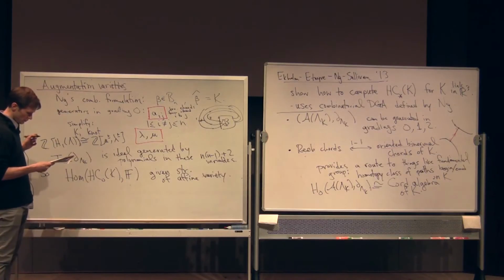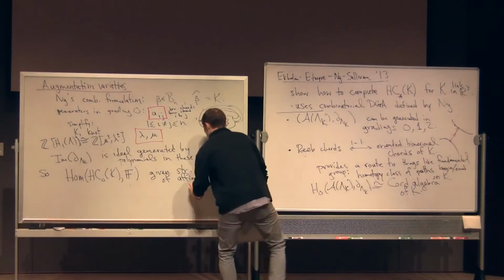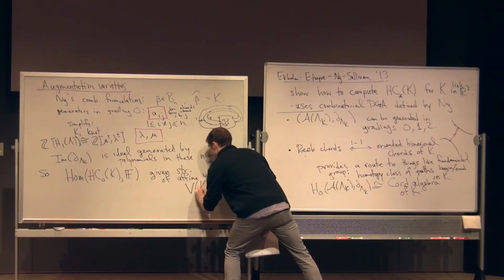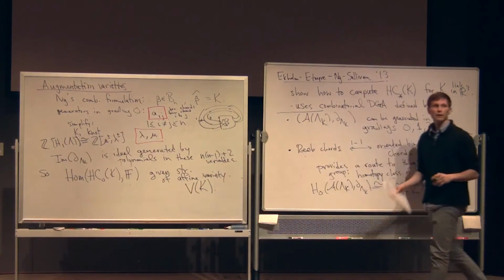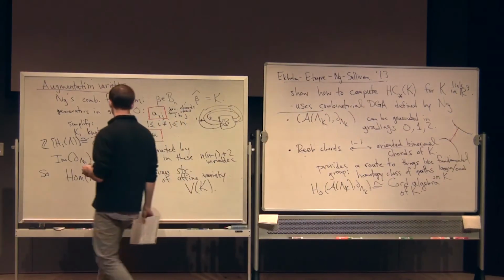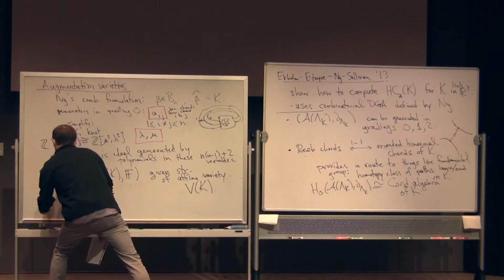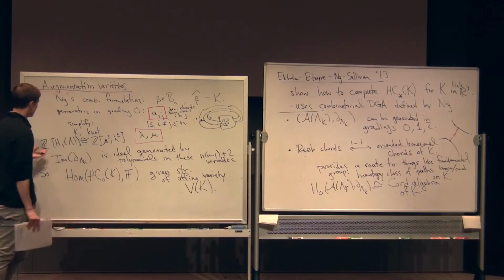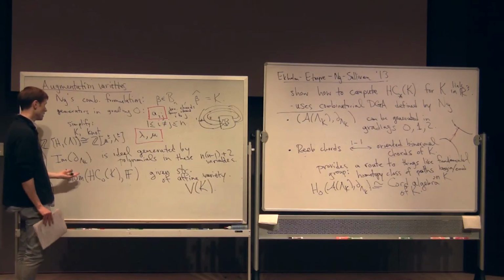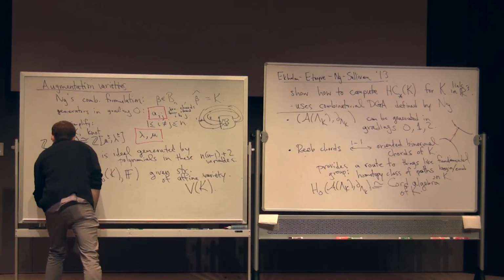And just to produce some notation for that, I will call that variety V of K. All right? And you have the inclusion of your ground ring into your algebra. This produces a restriction map on the variety.